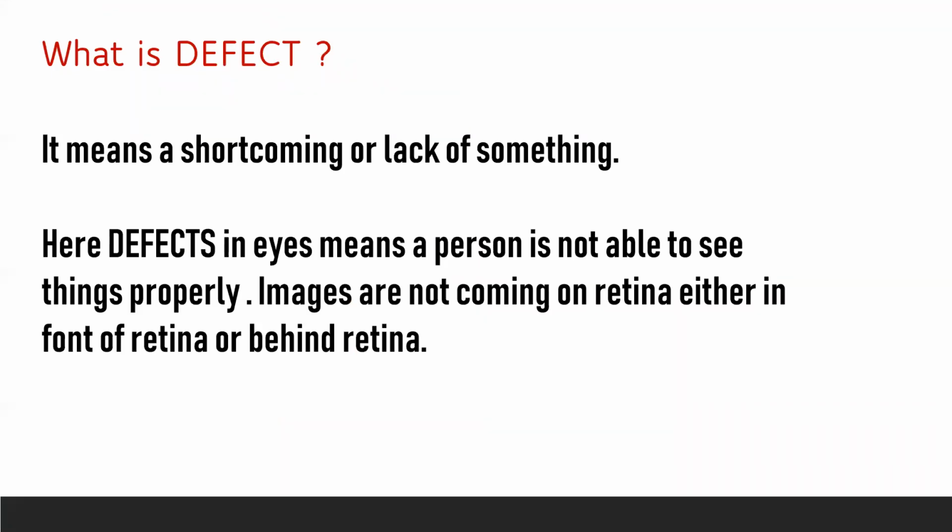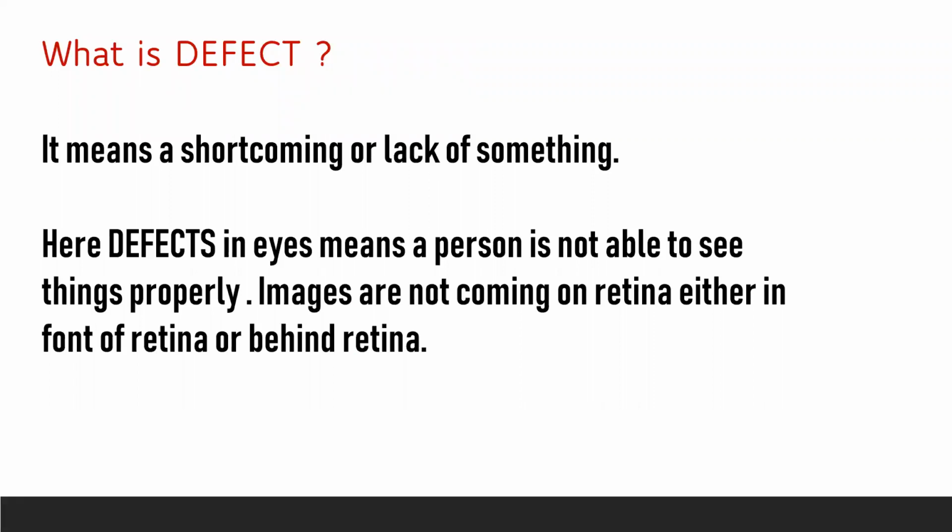First of all, we should understand what a defect is. A defect means a shortcoming or the lack of something. Whenever you have problems like a nutrient deficiency, or when you are aging, you get some defects in your body, like malnutrition. Here, defects in the human eye mean a person is not able to see things properly. Sometimes he gets a blurred image. Sometimes he is not able to see things very close to his eyes. Sometimes he is not able to see things far away, like hoardings, and cannot read what is written on them.